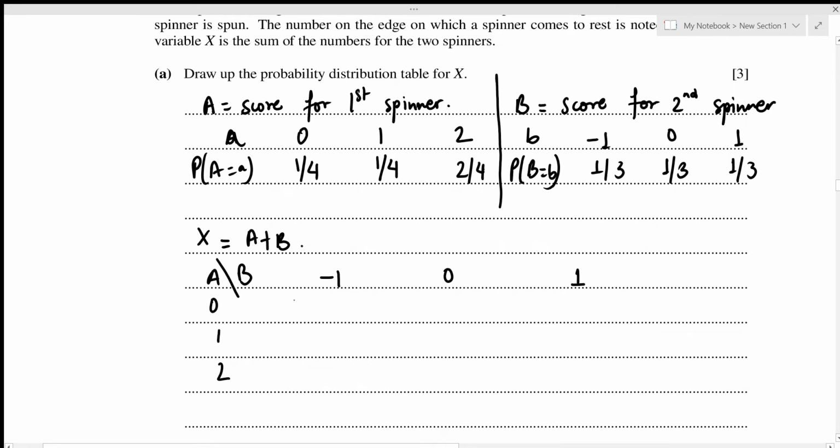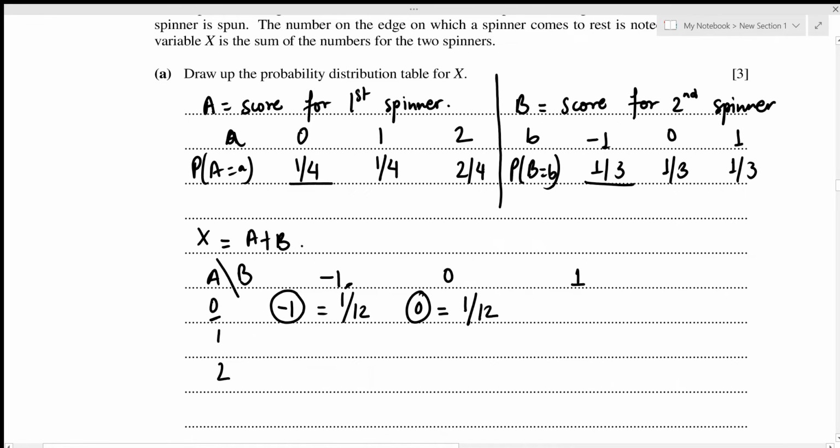So 0 plus -1, that's going to be a score of -1, and then its probability is just going to be the probability of the first spinner having 0 multiplied by the probability of the second spinner having a score of -1. So that's just going to be 1 by 4 into 1 by 3, which will be equal to 1 by 12. Alright, for the second one, that's 0 plus 0. So that's a score of 0, and the probability again will be the product of their respective probabilities. So that's just 1 by 4 into 1 by 3, which is again 1 by 12.